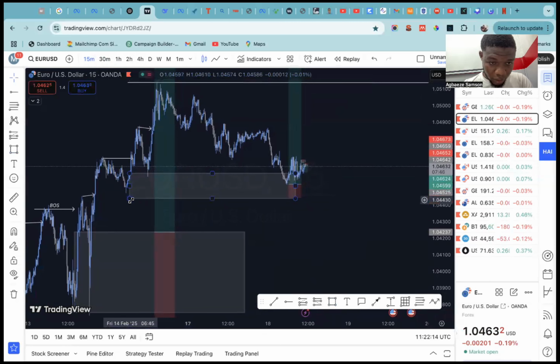This is actually the zone that led to the break of structure. We have to refine it better, sorry.